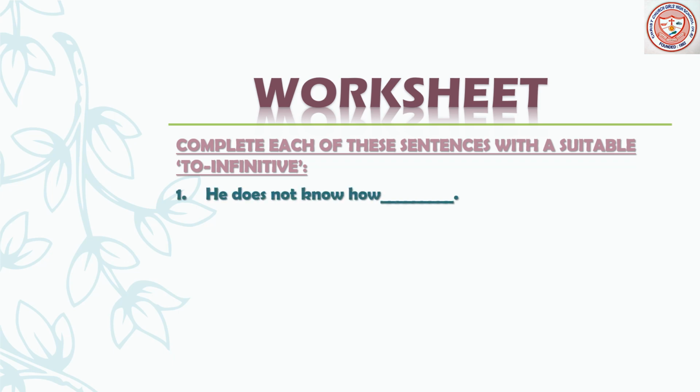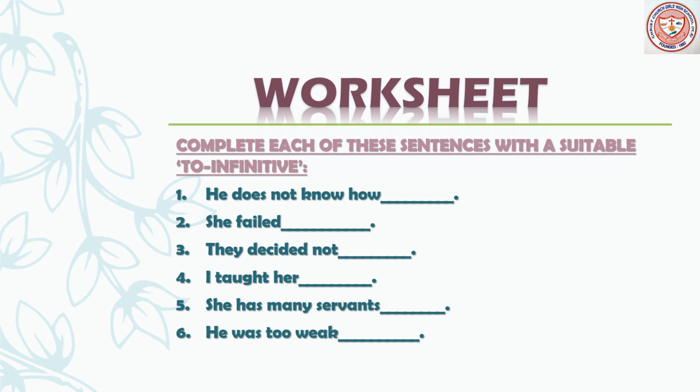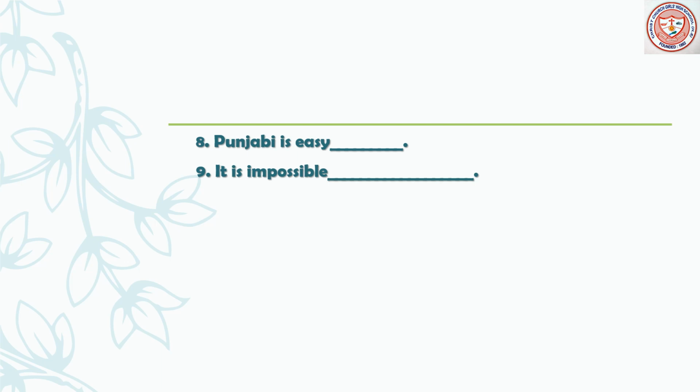Number 1. He does not know how dash. Number 2. She failed dash. Number 3. They decided not dash. Number 4. I taught her dash. Number 5. She has many servants dash. Number 6. He was too weak dash. Number 7. She is clever enough dash. Number 8. Punjabi is easy dash. Number 9. It is impossible dash.